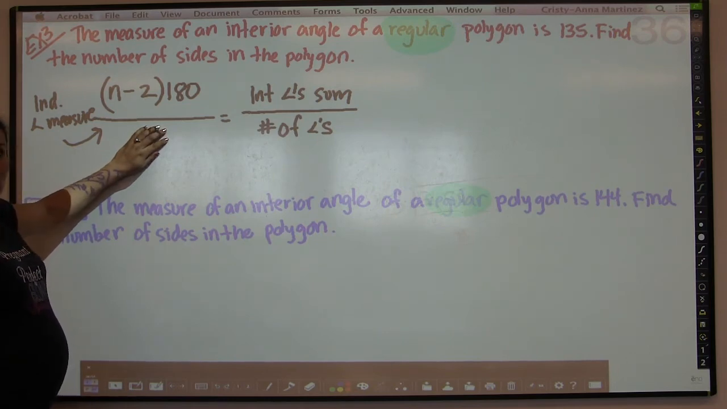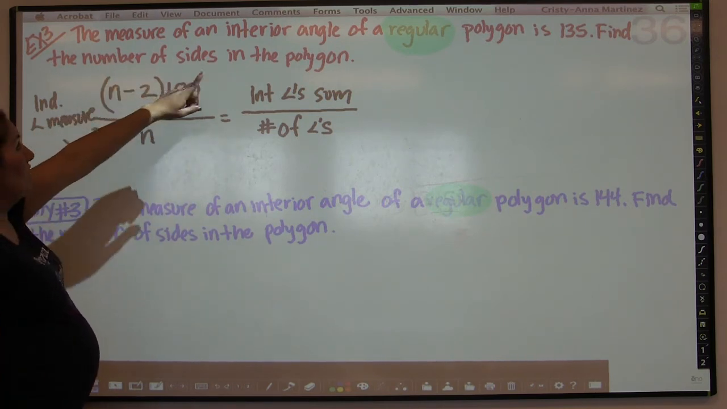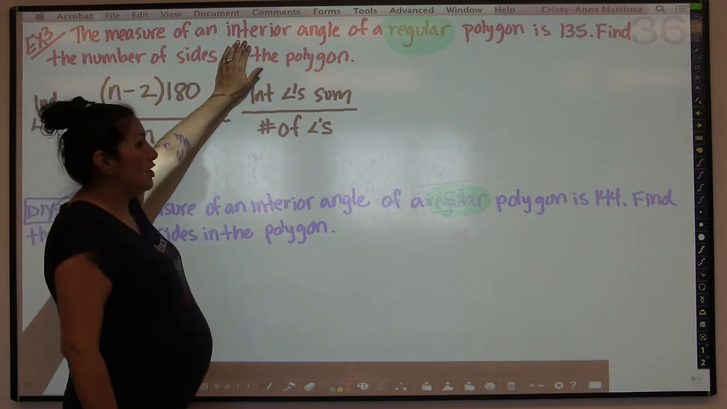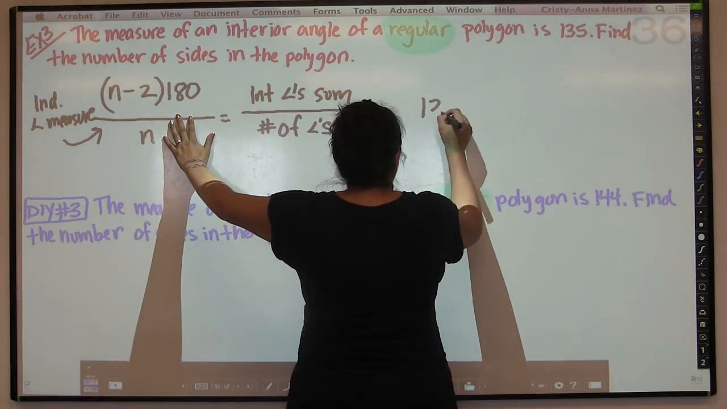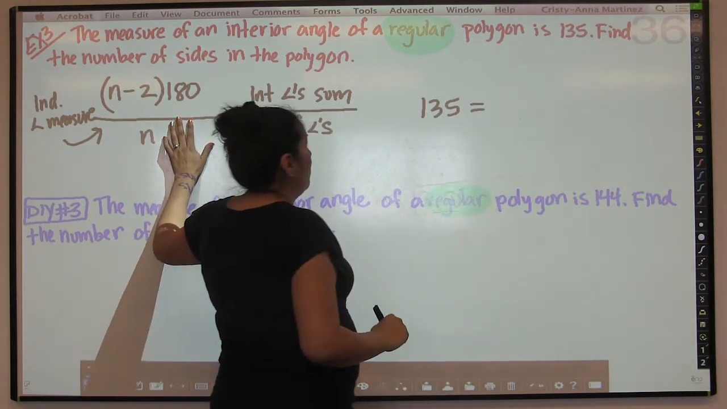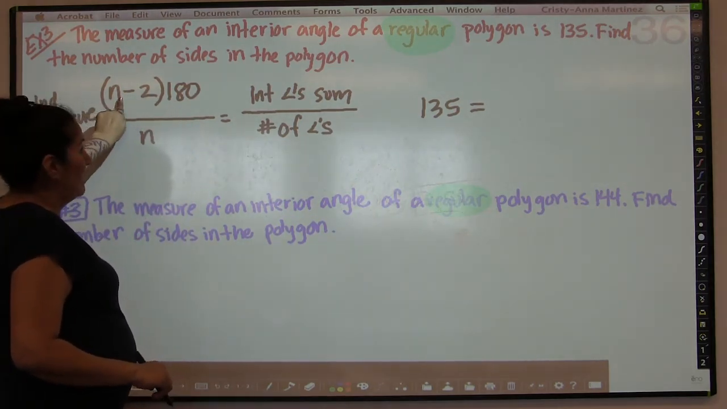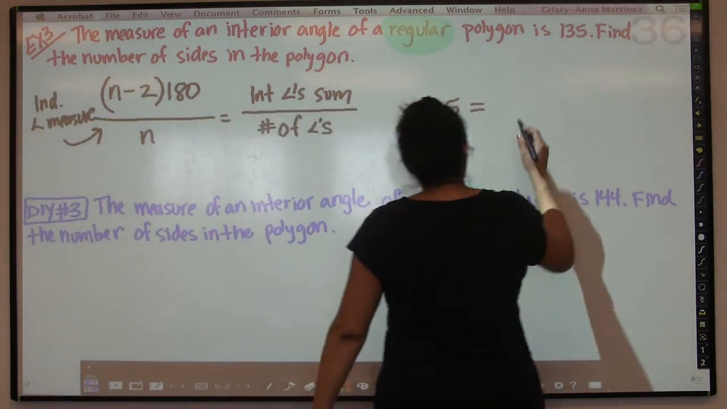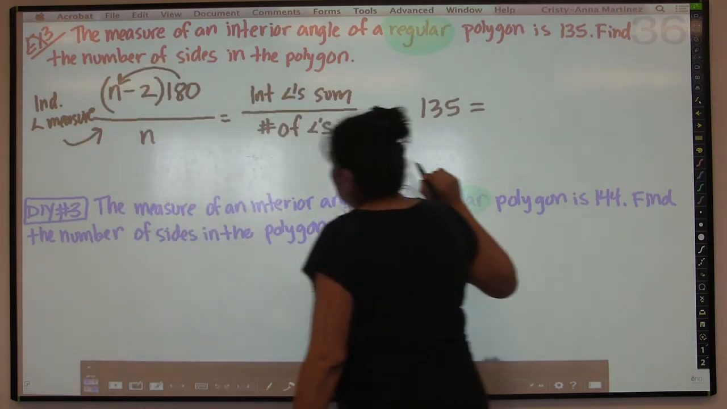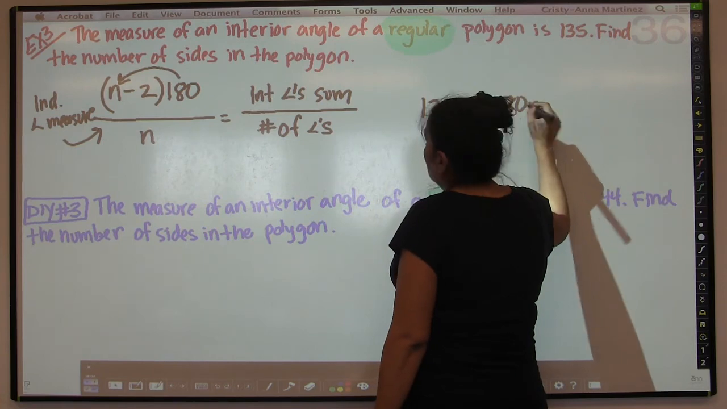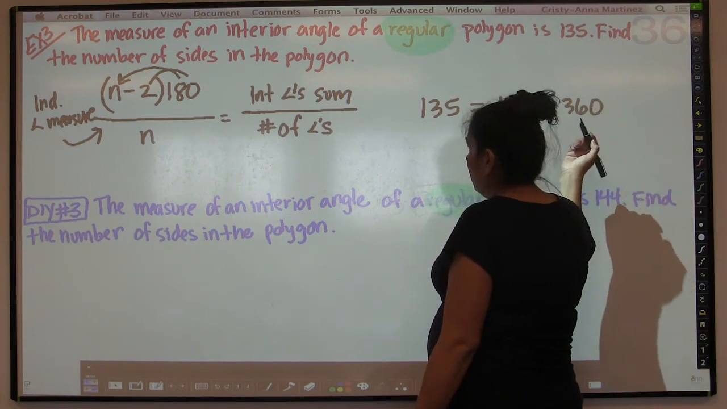So all we're really doing here is kind of going backwards. We already know what the individual angle measure is. They're telling us that one of these angles, the measure of an interior angle, is 135. So we're going to make this equal 135. Furthermore, we don't know what n is. We don't know the number of sides. So we have to solve for n. So we know that 135 equals n minus 2 times 180 over n. So we're going to distribute the 180 to the n. So that's going to be 180n. And then 180 times negative 2. So that's minus 360. So we're just kind of working backwards from our formula.